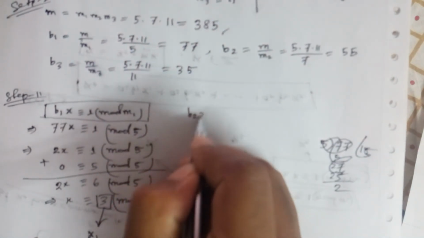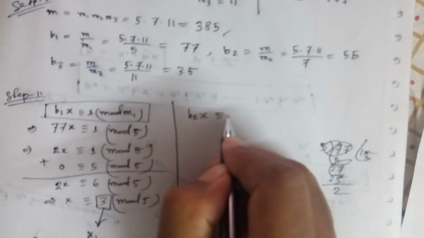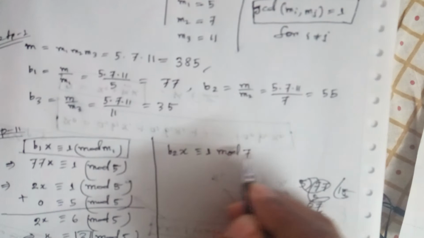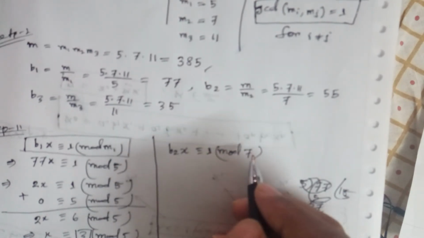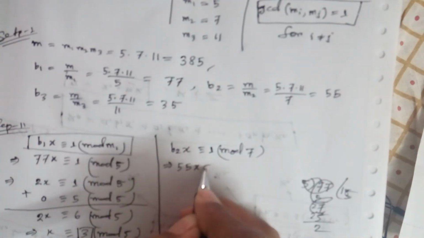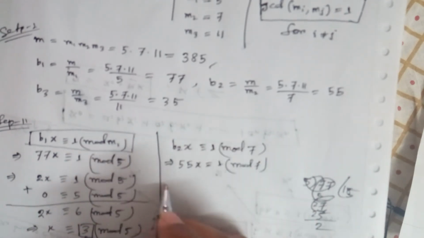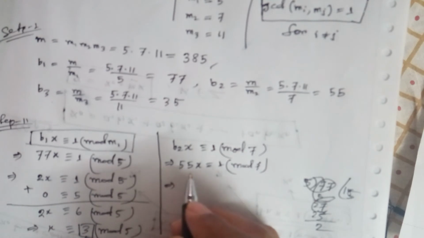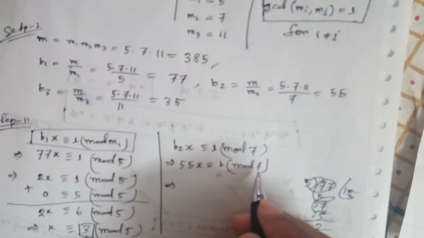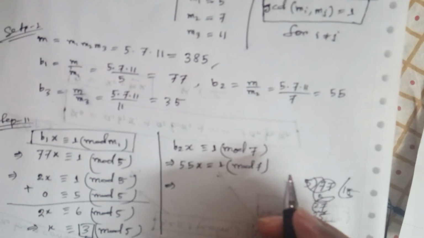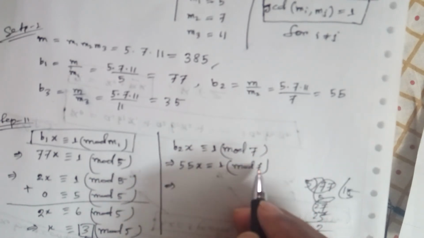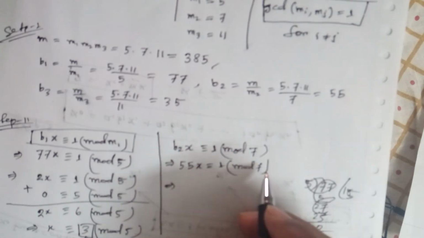Similarly, we consider for b2 x congruent to 1 with modulo 7. B2 is 55, x congruent to 1 with modulo 7. Next, we reduce this number 55. So 7 into 8, 56 is a multiple of 7, or 7 into 7, 49, which is a multiple of 7.